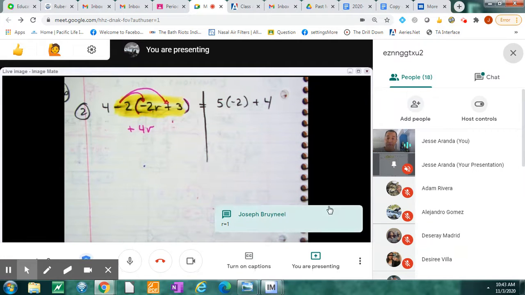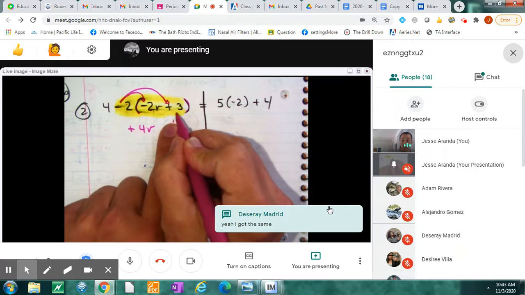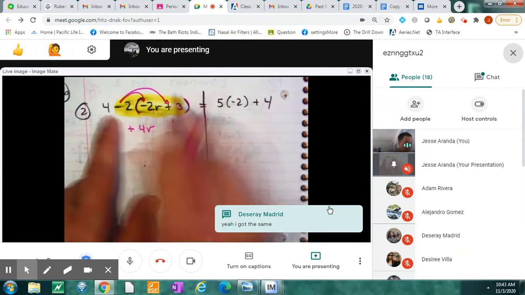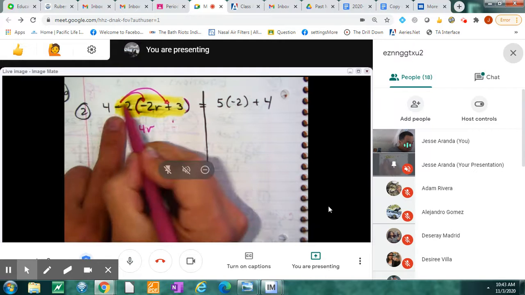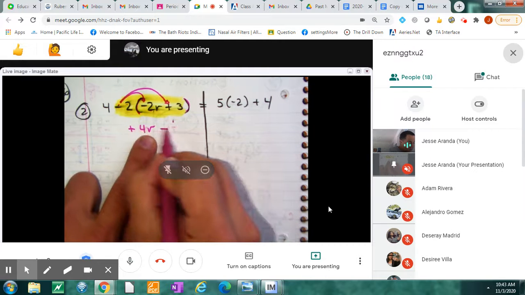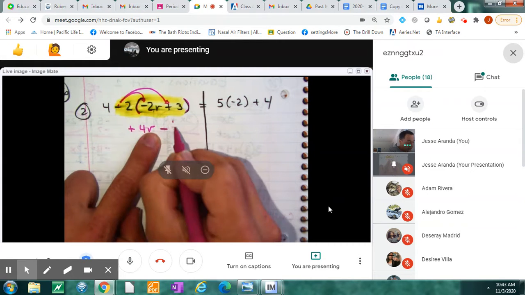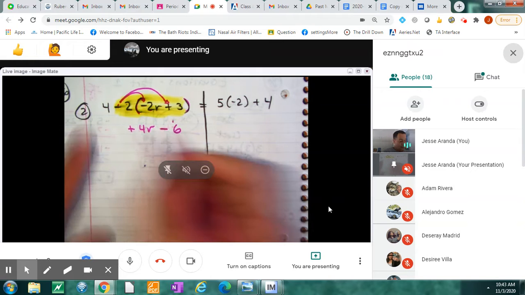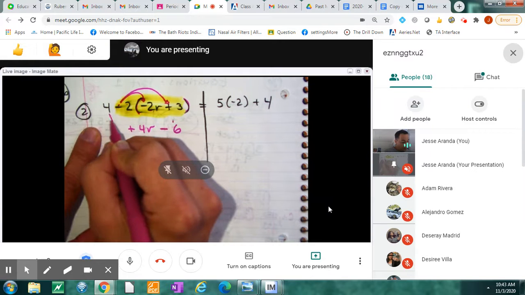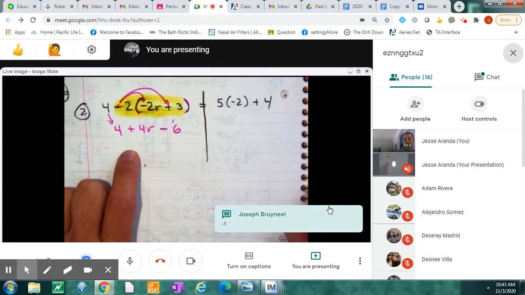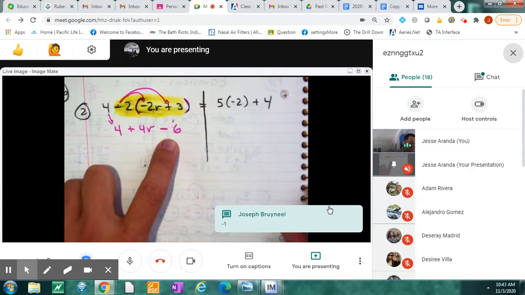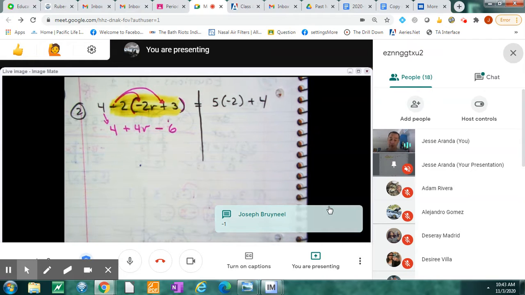So now, do I drop the 3? No, I don't drop it. I still got to multiply. That's why we got the arrows. So you multiply, right? So negative times positive is negative, and 2 times 3 is 6. All right. Now the 4, we just bring it down. So 4 plus 4r is minus 6. Can we keep going? Right?